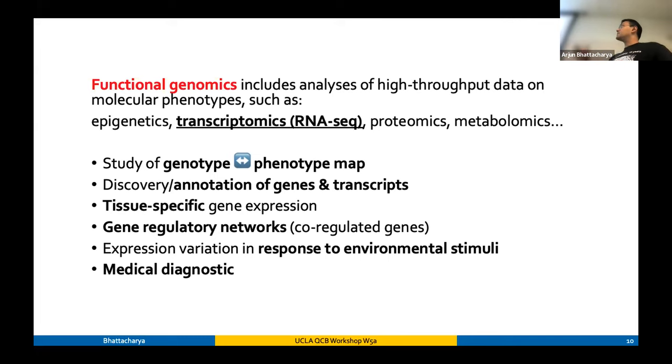So what kinds of things can we study if we look at transcriptomics? We can think about how or why there's a map between genotypes and phenotypes. So how does genetics affect these complex traits? One way of doing that is to think about the mediation there. What genes are being affected by these genetics and how do those translate into proteins?